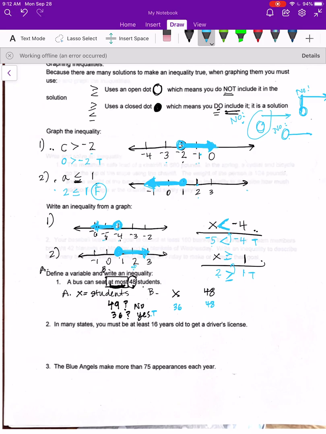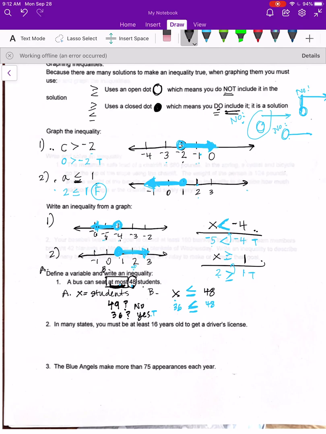But what I need is, I know 36 is smaller than 48. So what sign would go in there? Because 36 is less than 48, x has to be smaller than 48. And then it says at most. Does that include 48? At most, they can seat 48 kids, so that sounds like it includes. So my inequality would be x is less than or equal to 48, meaning I can put 48 students or fewer on the bus.